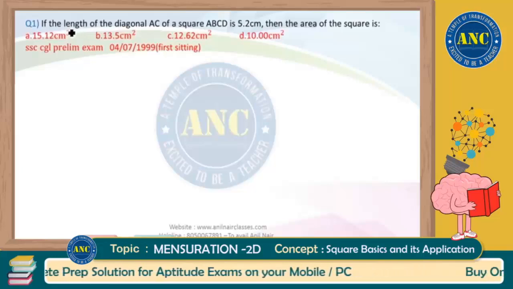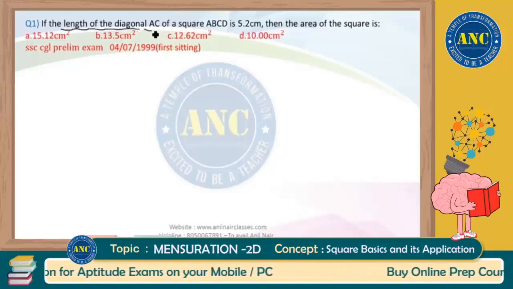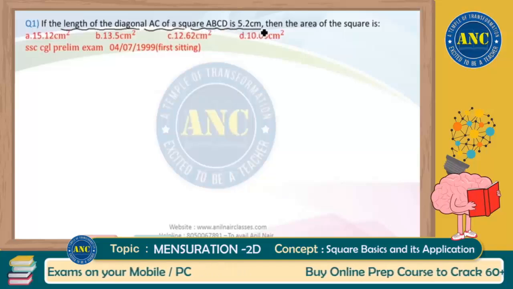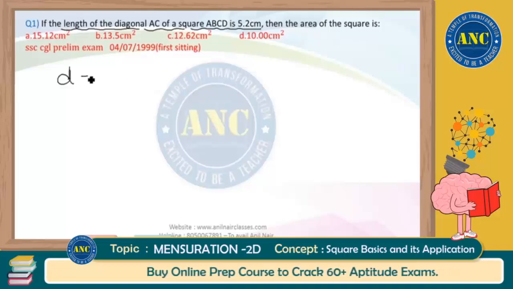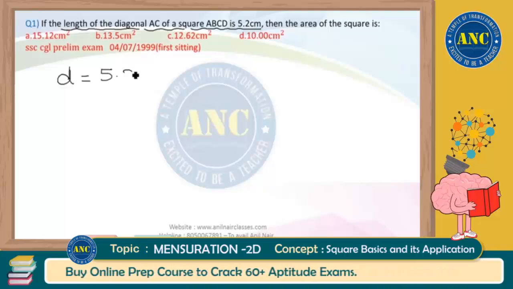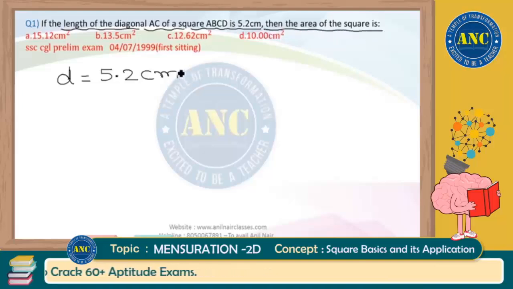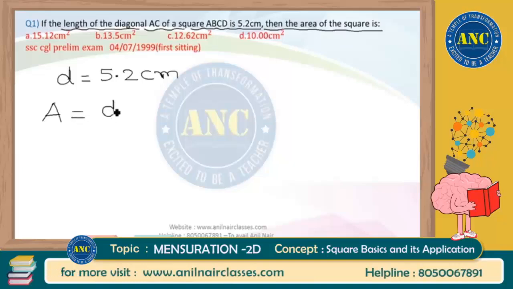First question is, the length of the diagonal AC of a square ABCD is 5.2 centimeters. That means diagonal, I will represent it as small letter d. It is given as 5.2 centimeters. Find the area of the square. Now, I directly know that area of the square is diagonal square divided by 2, right? It is diagonal square divided by 2. So this is 5.2 whole square divided by 2.